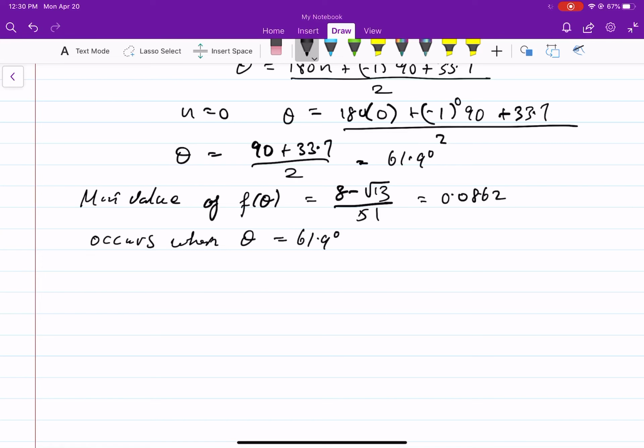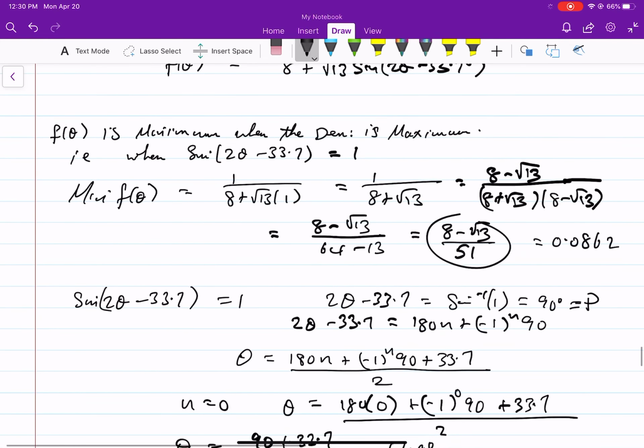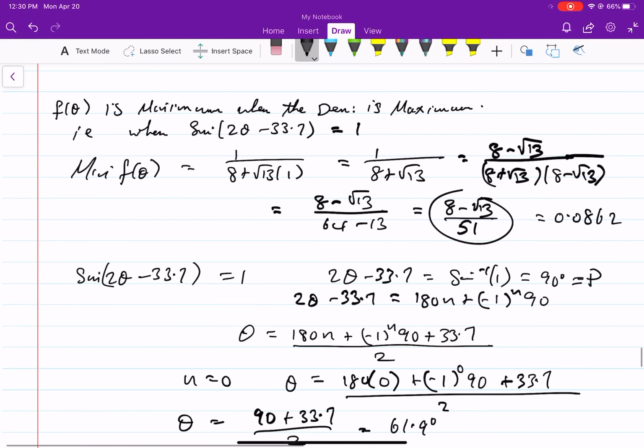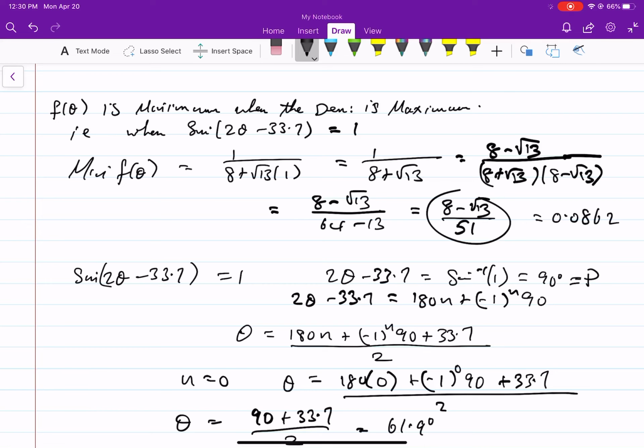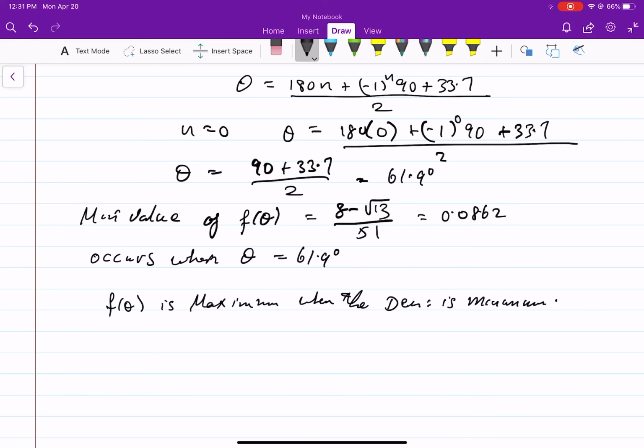I'm going to leave the other half for you to do, because remember, this part was you have to find both the minimum and the maximum. I did the minimum one. I'll set it up and then you will run with it. F of theta is maximum when the denominator is minimum. Remember, the smaller the denominator, the larger the fraction if the numerator is a constant.